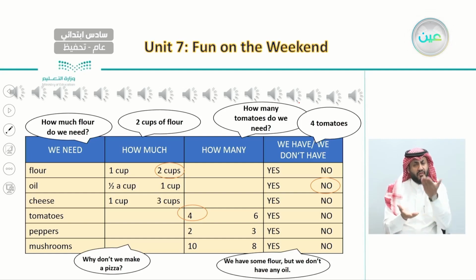What about tomatoes? How many tomatoes do we need? 4 tomatoes. Okay, 4 tomatoes. How many peppers? 2 peppers. How many mushrooms do we need? 10 mushrooms.